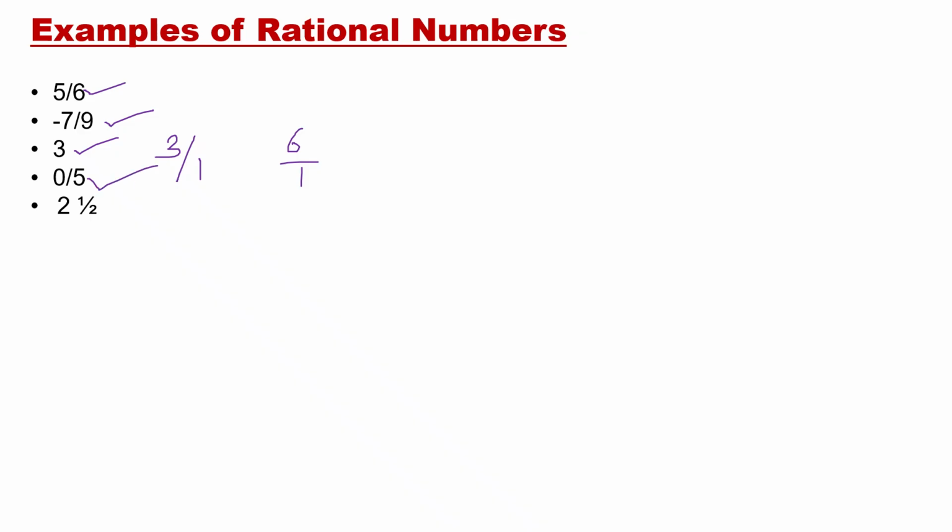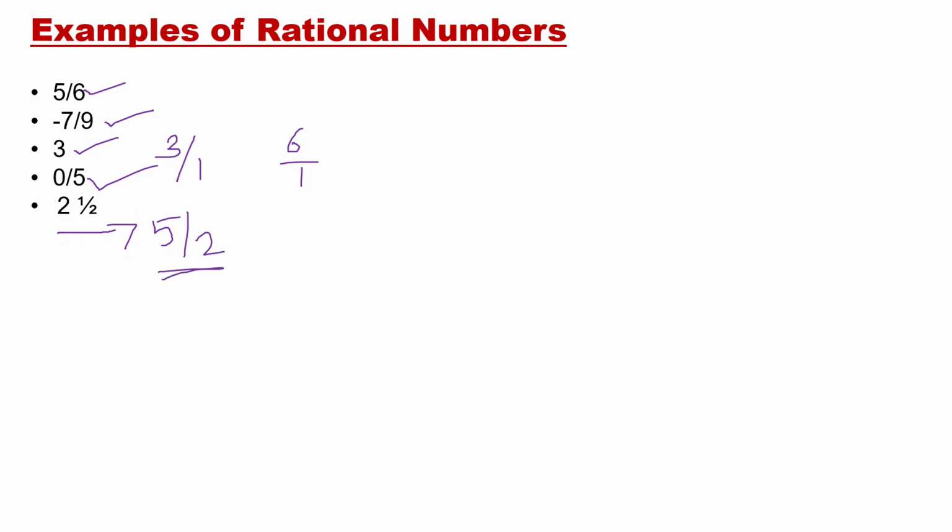What about 0 over 5? It is also a rational number because the numerator and denominator are integers and the denominator is not equal to 0. What about 2 and a half? 2 and a half is a mixed number. It looks different, but they are also rational numbers. If you turn them into improper fractions, 2 and a half becomes 5 over 2.